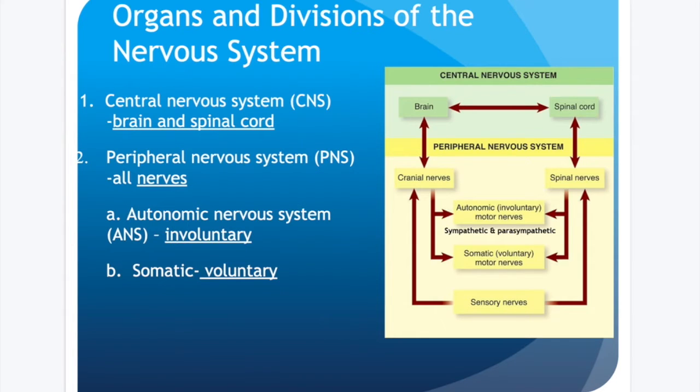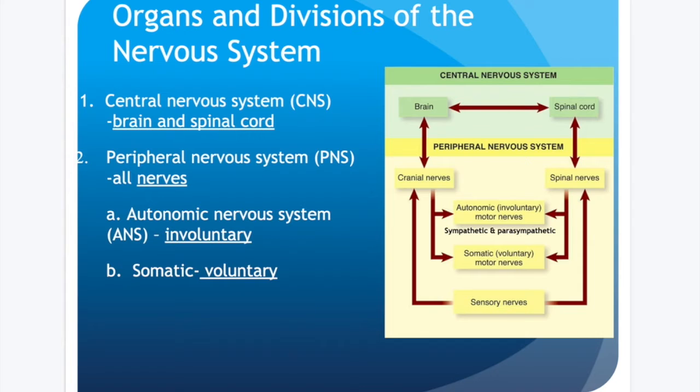So an example for your autonomic nervous system would be your breathing rate. Your diaphragm, that muscle, contracts and relaxes to allow you to breathe, and that control is involuntary. It's controlled by our autonomic nervous system. For voluntary things, like you typing to fill out your notes on your keyboard, that would be voluntary. So that's controlled by the somatic nervous system.